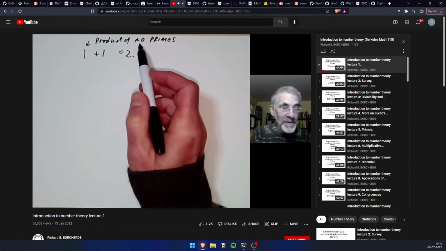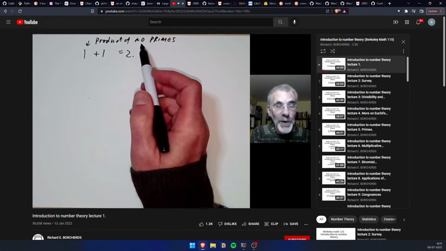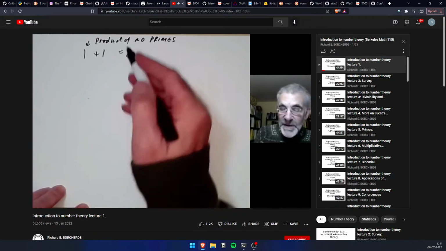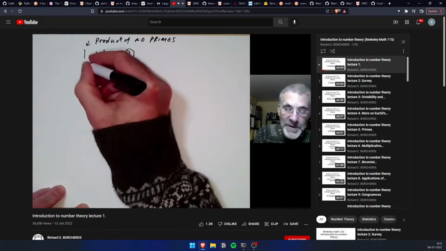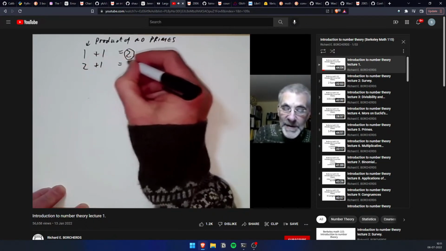You notice that if you take the product of an empty set of numbers, you get 1, for the same reason that if you take the sum of an empty set of numbers, you just get 0. So this is our first prime, and now we take the product of all the primes we've thought of so far, which is just 2, and we add 1 to this, and we get 3.